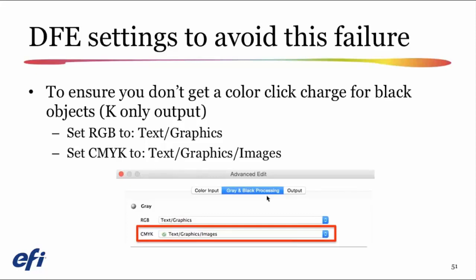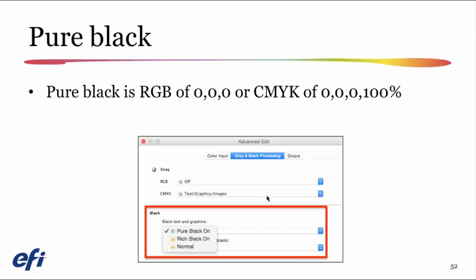In any case of a CMYK page object that has black only in it, I want to print it as black only on the output. So these gray and black processing settings allow me to configure the Fiery to print what appear to be grayscale inputs as black only output that you pay the black and white click charge for. We have some additional controls in the advanced color section of gray and black for pure black.